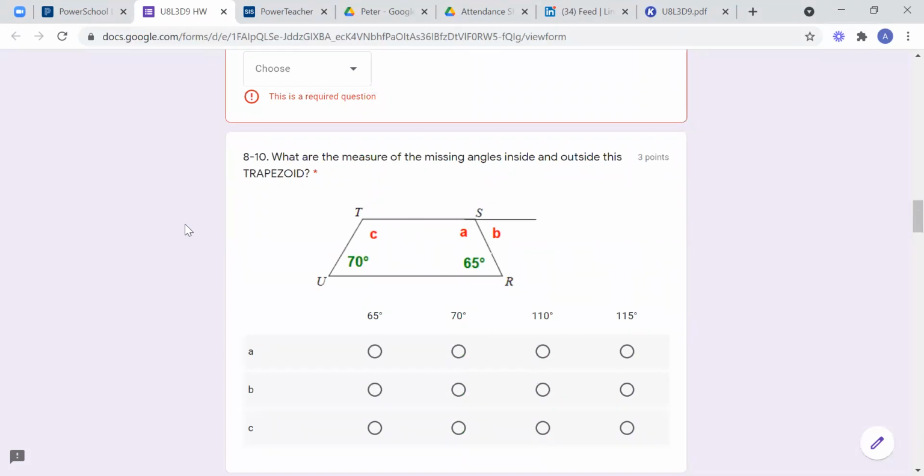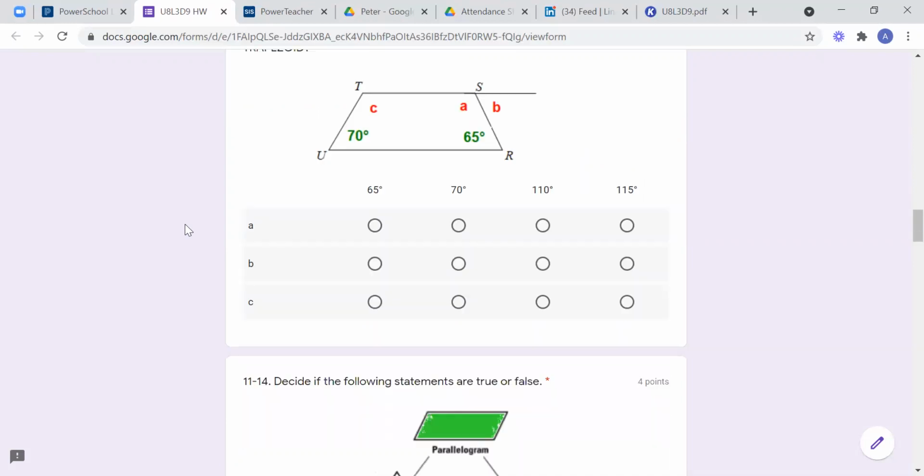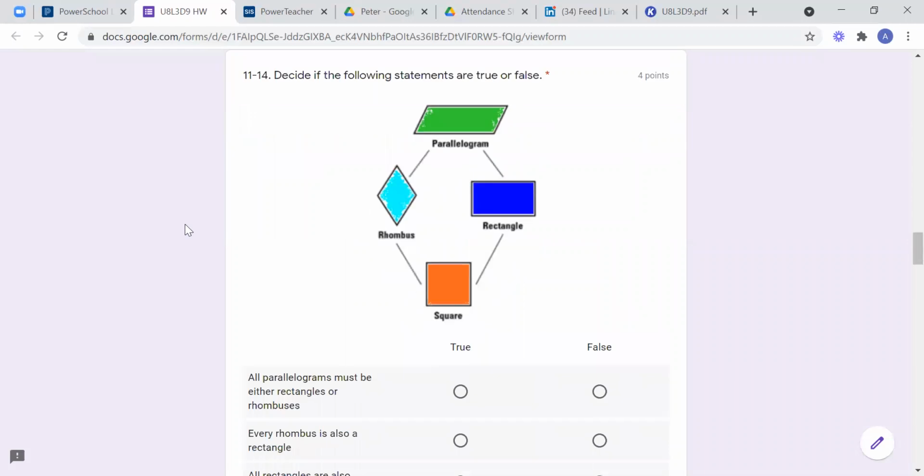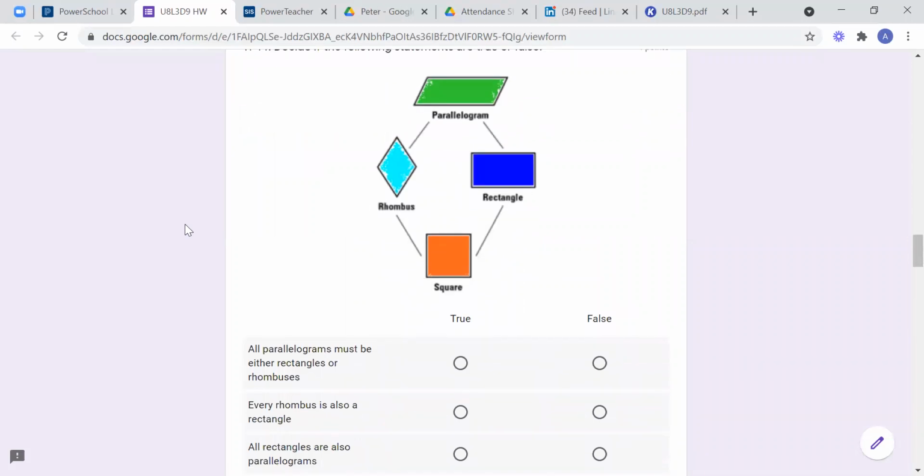So here, this is part of what we did yesterday. To find C, you're going to do 180 minus 70. To find A, 180 minus 65. And if you're able to find A, just do 180 minus the value of A to find B. These are things we've done so far.